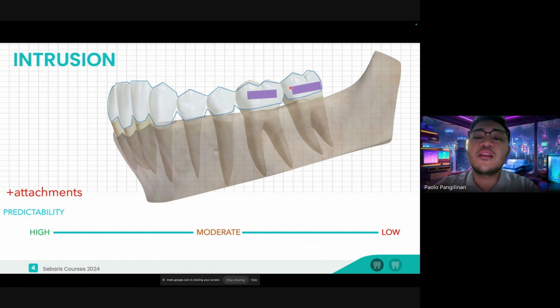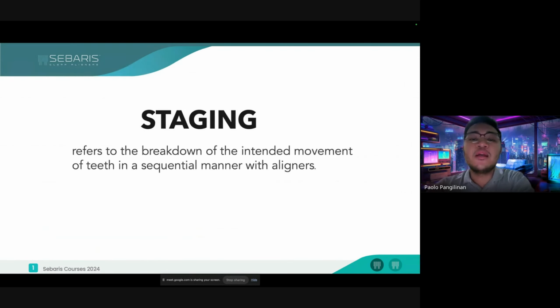So basically, this one extrudes not because we programmed it to extrude. It extrudes because there is a force coming here, and this turns out to be the reactive force. Okay? So one element of your predictability and your auxiliary selections is through the use of your staging.